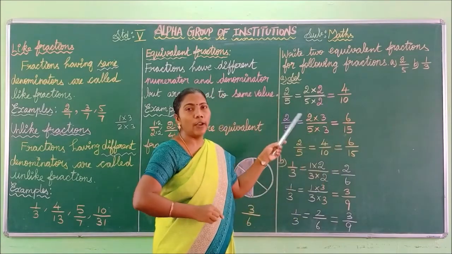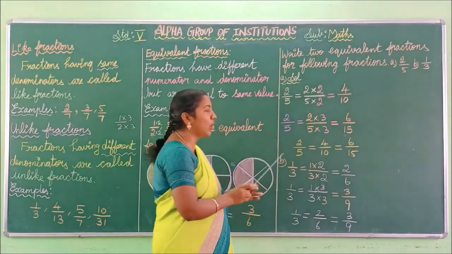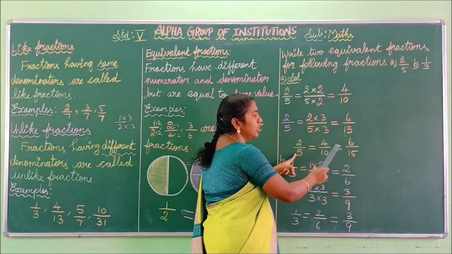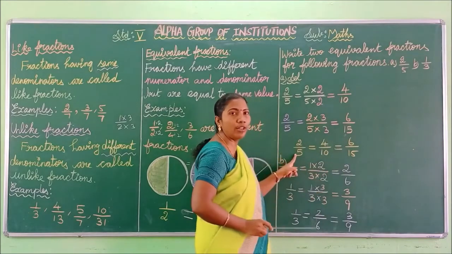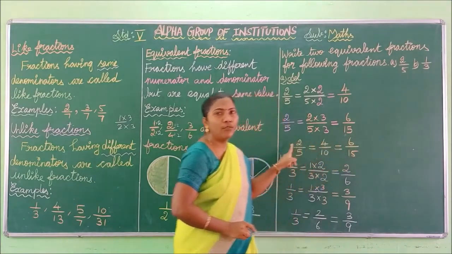In the question they have asked for two equivalent fractions to 2 by 5. Thus we have found that 2 by 5 is equal to 4 by 10, which is also equal to 6 by 15. Thus we have found two equivalent fractions to the given fraction.